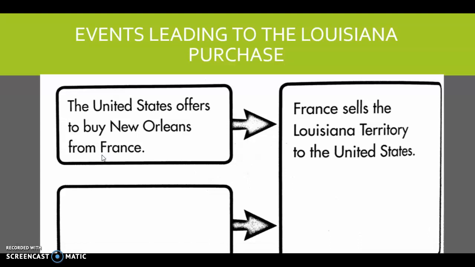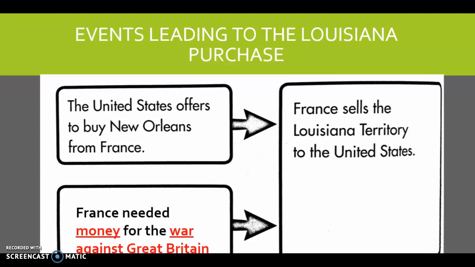So events leading to the Louisiana Purchase: the United States offers to buy New Orleans from France. France sells the Louisiana Territory to the United States. And of course, France needs that money for war against Great Britain.